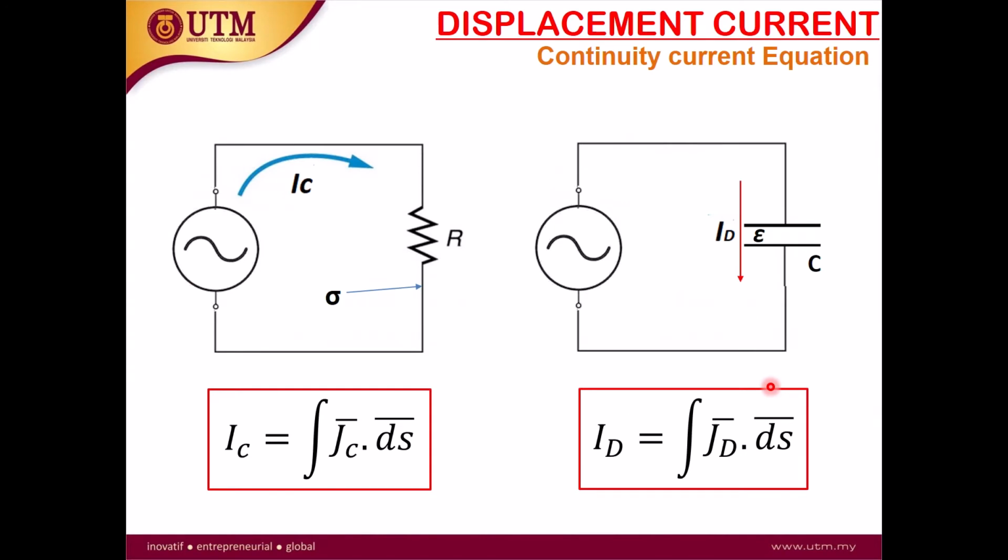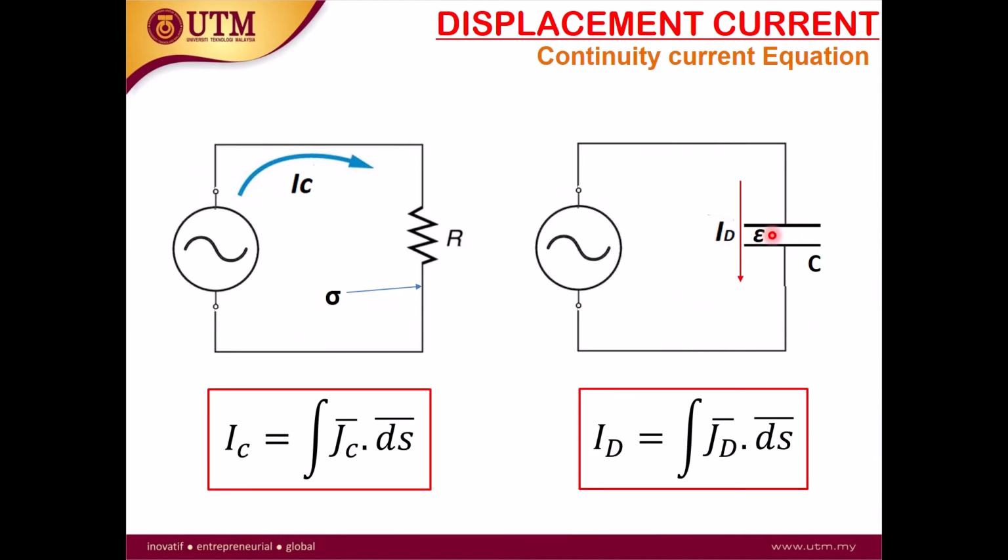Let's say you are given two different circuits. First, we have a circuit consisting of only a resistor, and the second circuit consists of only a capacitor. For the first circuit, let's say you are given a time varying current source, so there is a conduction current flowing through the resistor. For the second circuit, when we have a time varying current source, and let's say there are no losses here, we have a displacement current flowing through the capacitor.